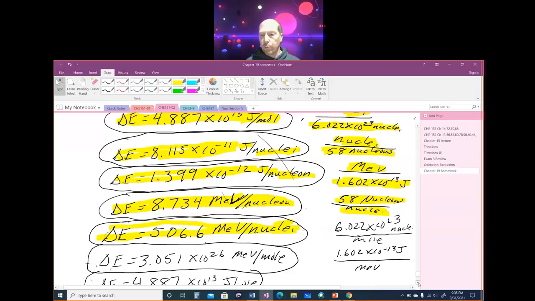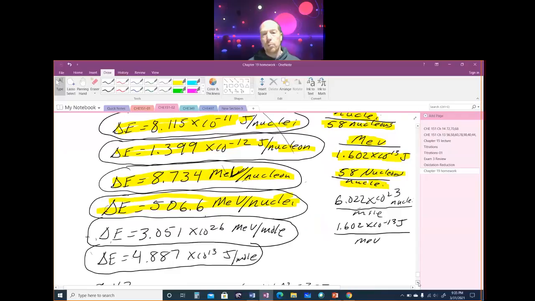All right, but what if we wanted it in MeV per mole? Okay, again, the most common answer and the answer that you're normally going to get is the MeV per nucleon. But if you want MeV per mole, now you have to multiply by Avogadro's number so that your nuclei cancel your nuclei, and now you have MeV per mole, and that is 3.051 times 10 to the 26 MeV per mole.